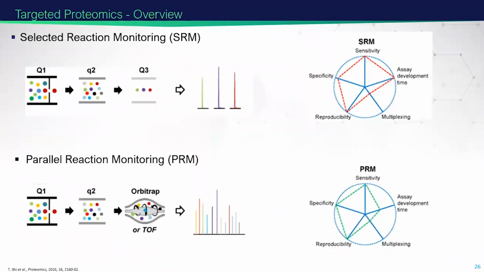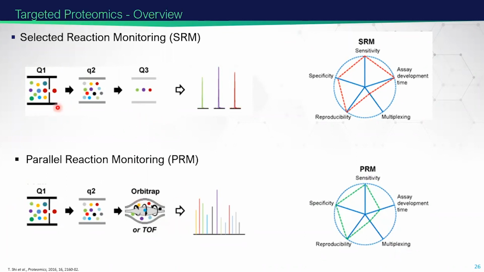So in targeted proteomics, there are two ways you can do it, using two types of instrument. The first one is called selected reaction monitoring, which uses a triple quadrupole. Somebody in the chat box was asking what the difference is between the triple quadrupole and the Orbitrap.